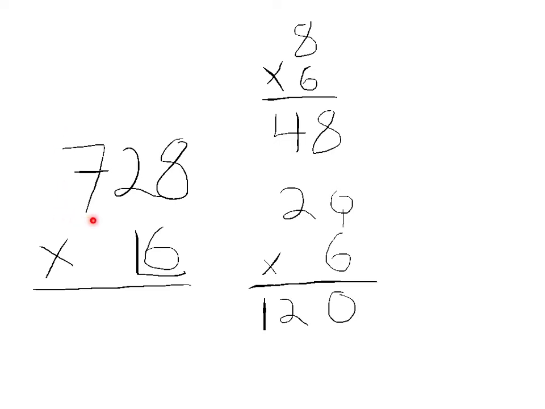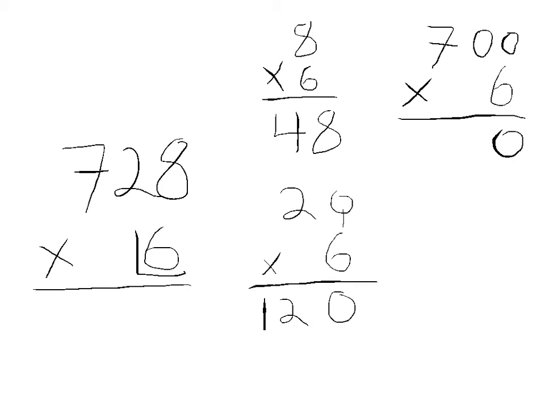Last step, or our third step, sorry, is 7 times 6. And because 7 is in the hundreds column, 7 is going to be 700. And again, 6 is in the ones column, so 6 still remains 6. So we have 700 times 6. Big number, but no problem. 0 times 6 is always 0. Again, 0 times 6 is 0 again. 7 times 6 is 42. Alright, so now I've got 3 numbers. I've got 48, 120, and 4,200.